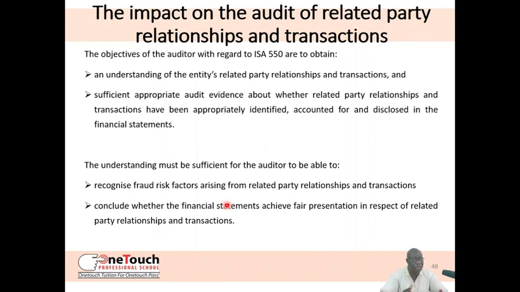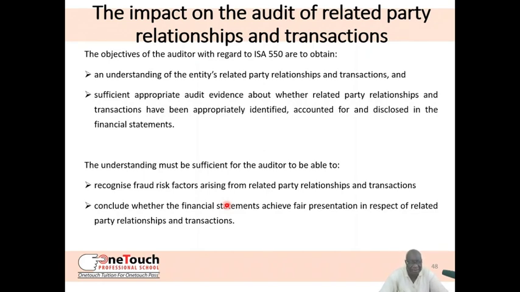So we say it's your duty to understand the related party relationships and transactions, and to be able to get sufficient appropriate audit evidence about whether related party relationships and transactions have been appropriately identified. Every company is supposed to disclose to you, the auditor, related party transactions, accounted for and disclosed in the financial statements. So any related party transaction should be disclosed in the financial statements.